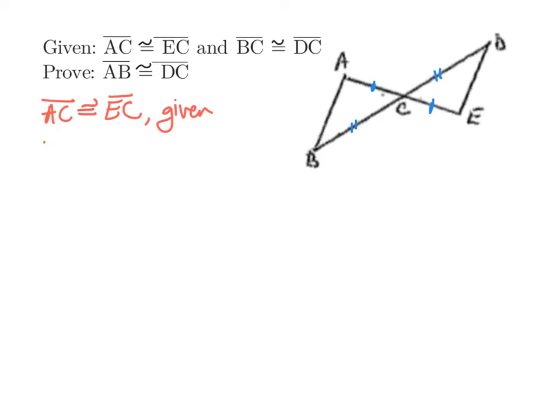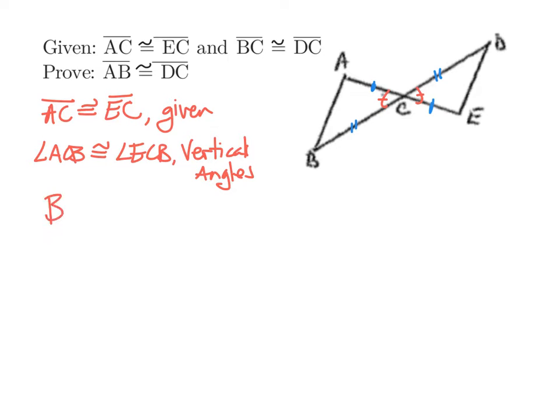We also have that ACB is going to be congruent to ECD. So ACB, this angle, and this angle, they'll be congruent to each other because they're vertical angles. We also have that BC is congruent to DC, which was also given. That means that our two triangles are congruent to each other, ABC and EDC.